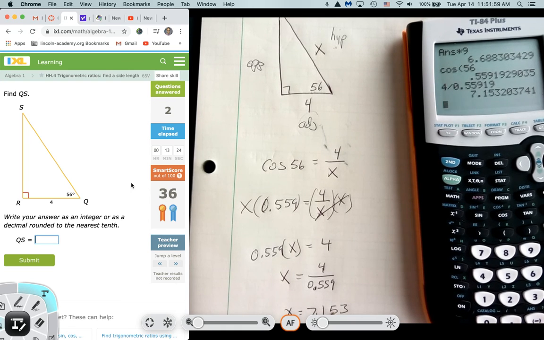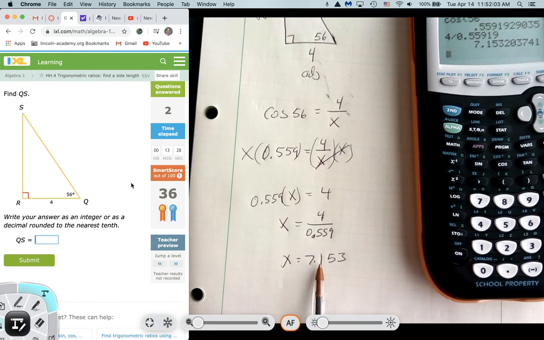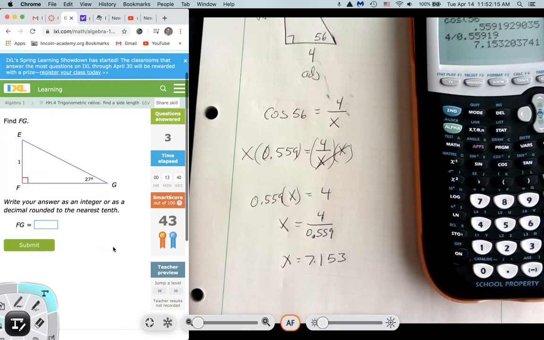7.2 because this is a 5. This is going to, oh, you're having a hard time seeing that. Sorry, there we go. 7.15, since this is a 5, that's going to go up to a 2 since I'm rounding it to the nearest tenth. And I type in 7.2, and hopefully this time it will submit, and that is right.